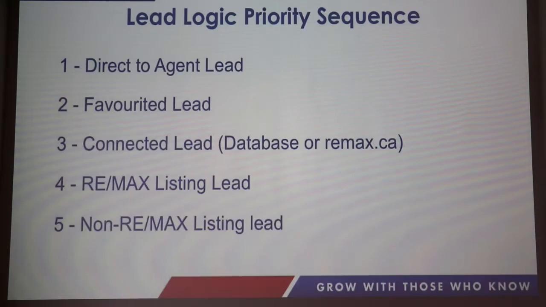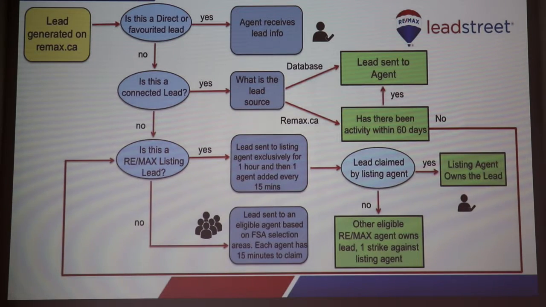And then of course here is a summary of the lead logic priority sequence. But I want to show you how this happens in real life. So in real life, when someone triggers a lead, how does this lead logic priority really work? This next slide is not as intimidating as it looks. It's really easy to explain. So Sylvia triggers a lead. Now, the question the system asks itself first is: is it a direct lead or a favorite lead?